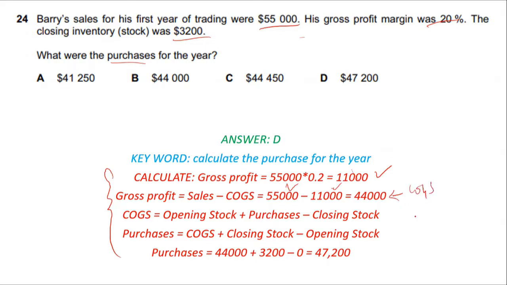So this is your COGS, $44,000. Now the formula for COGS is opening stock plus purchases minus closing stock. You just need to rearrange this equation, and you would calculate the purchases. You calculated the cost of goods sold, 44,000. Closing stock is given to you, 3,200. Since it's his first year of trading, there will not be any opening stock. That's why this is 0. So you just add 44,000 plus 3,200. You get the purchases of 47,200, and hence the correct option to multiple choice 24 is, yes, you got it right, answer D.